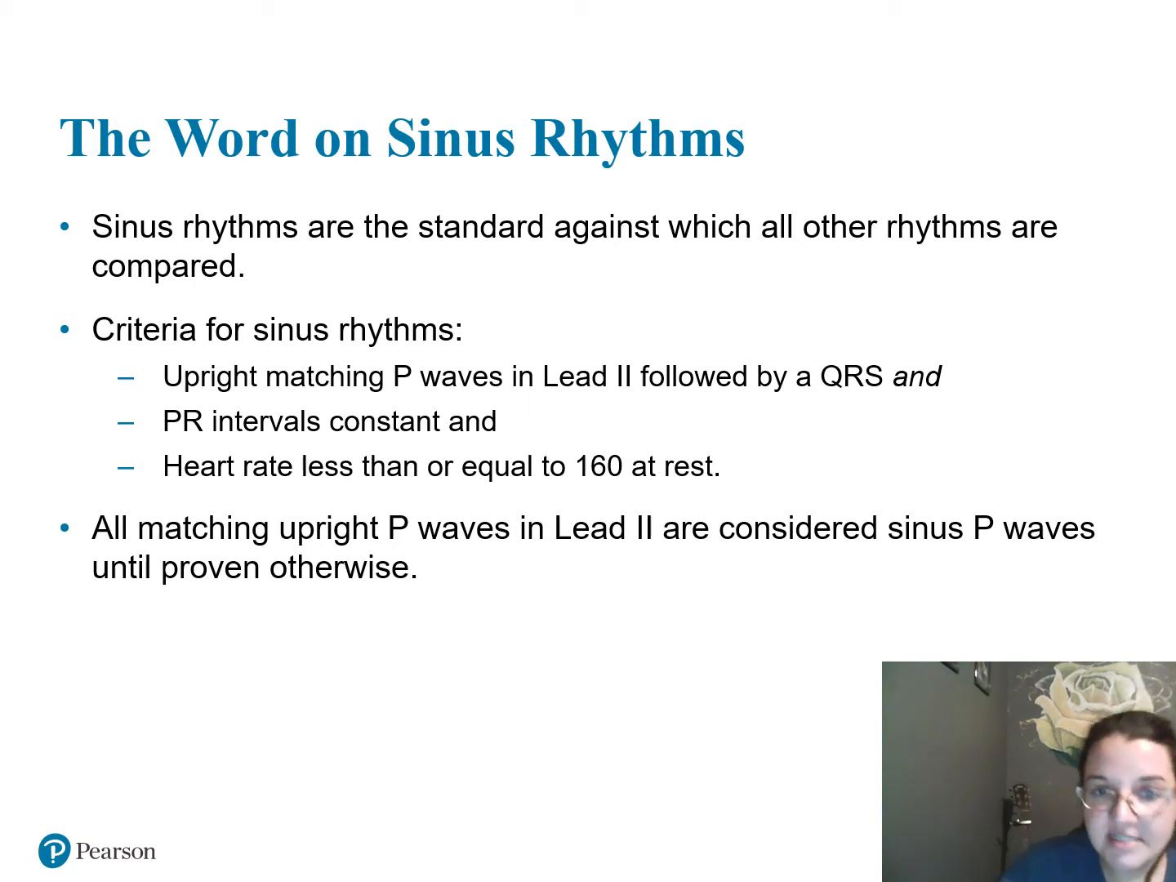So what is the criteria for sinus rhythms? Sinus rhythms need to have upright matching P waves in lead 2, followed by a QRS. Now remember, when we talked about your P waves, they also need to be married. So when we say followed by a QRS, it could also be worded differently, saying married to the QRS.